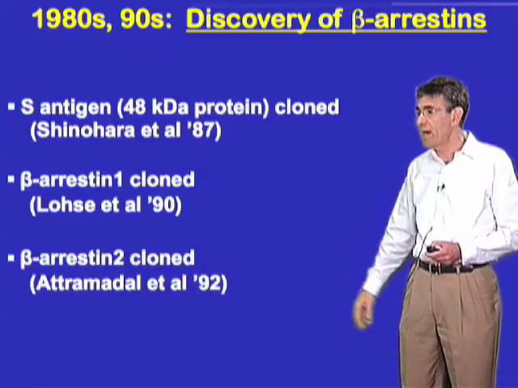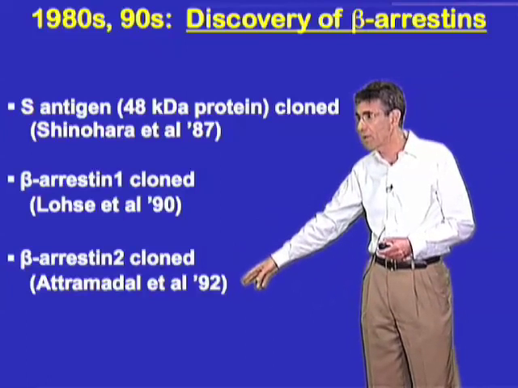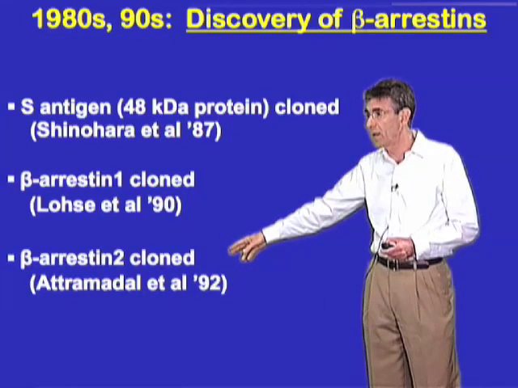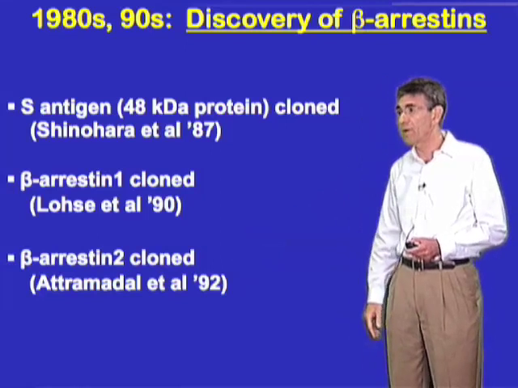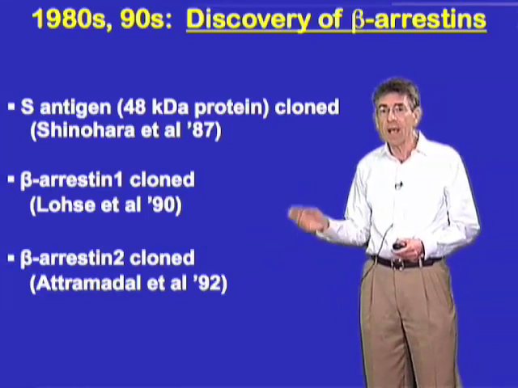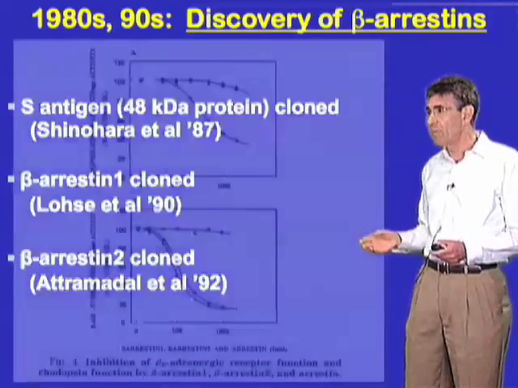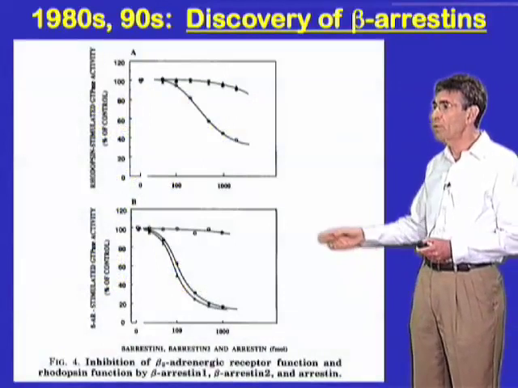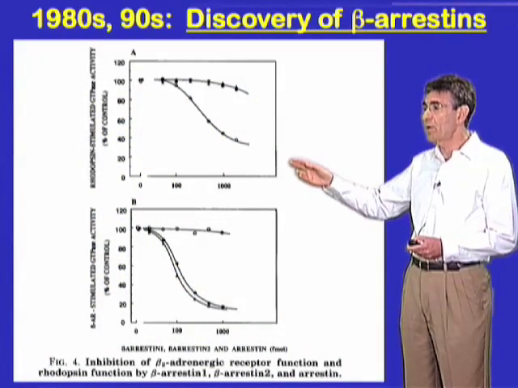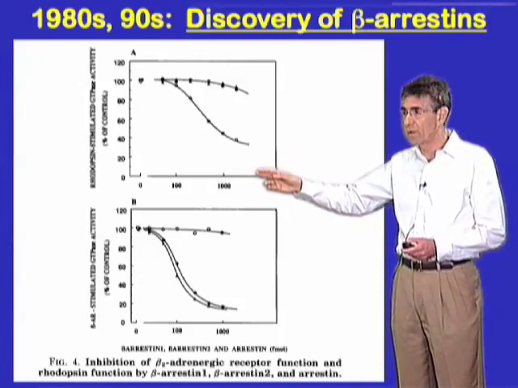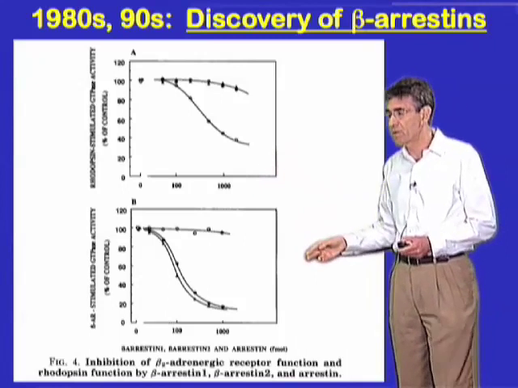Within a year or two of that, another postdoc, Hitoshi Attramadal, was able to clone another molecule, which we called beta-arrestin 2. Now, with authentic recombinant materials in hand, we were able to prove that the molecules were what we were looking for and that there was, in fact, great specificity.